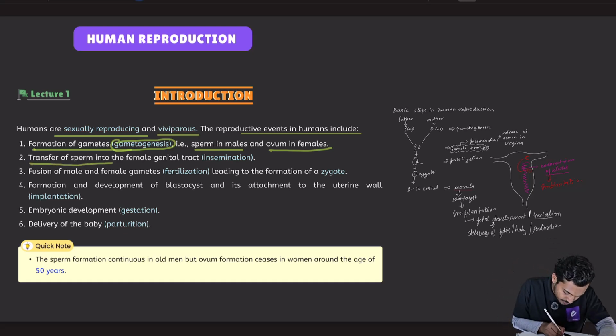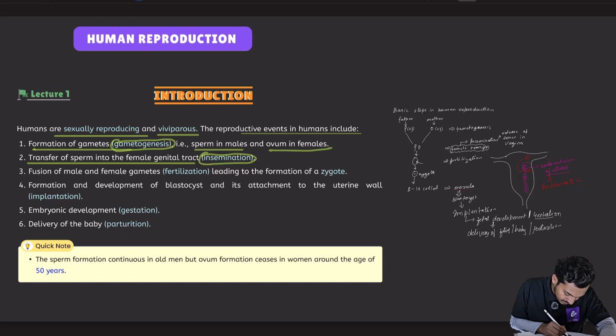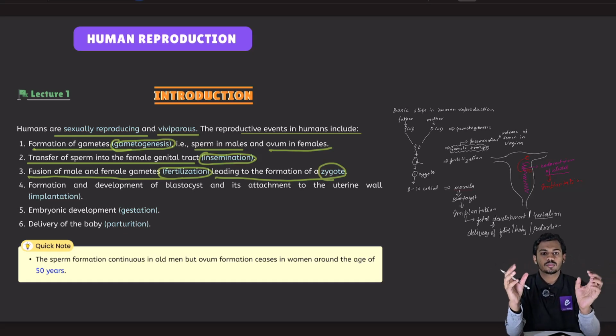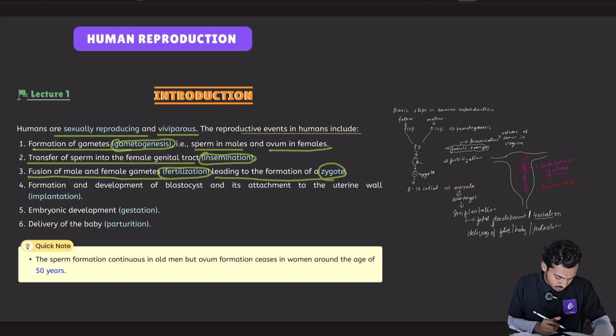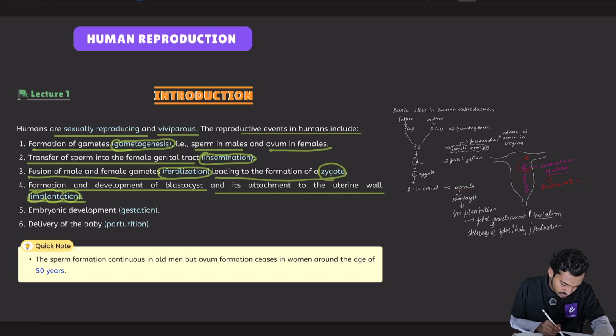Then there will be transfer of sperm into the genital tract called as insemination. So the semen or sperms are transferred into the female genital tract or vagina, that is called as insemination. Then there will be fusion of male and female gamete, that is called as fertilization, leading to formation of zygote. So once the sperm and ovum are close to each other, they will fuse and they will form zygote. Understood? Now see here, then implantation, as you can see, so formation and development of blastocyst. So the zygote will develop into morula will develop into blastocyst, and this blastocyst will attach to the uterine wall. This is called as implantation.